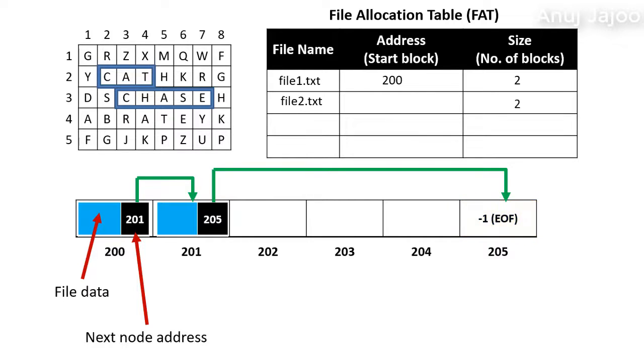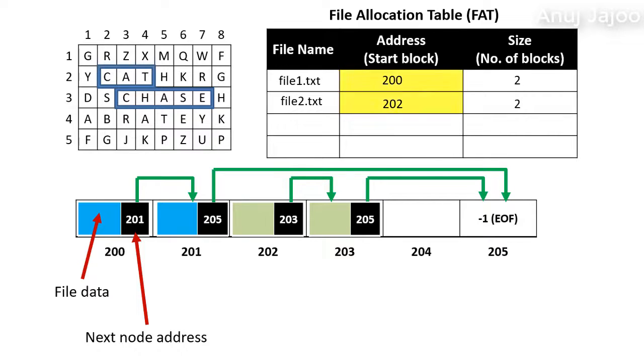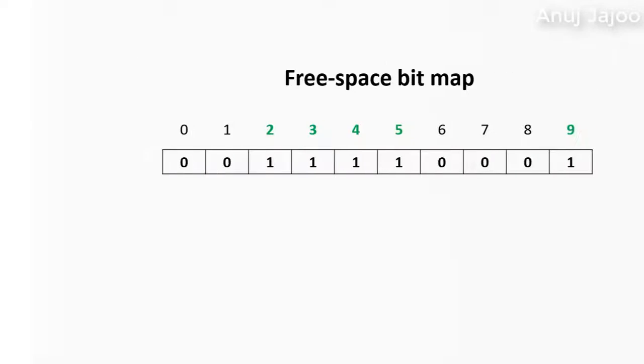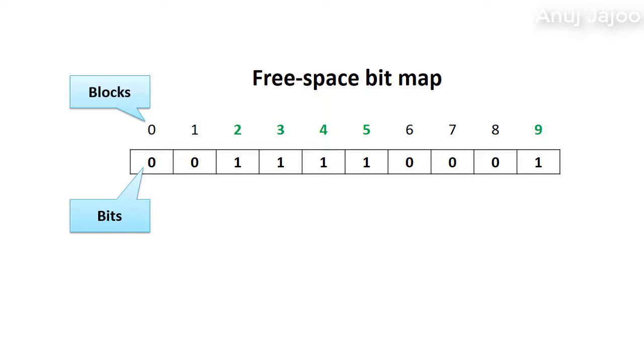In the same way, file2.txt is also stored. Note that only the starting address of the first block for every file is maintained in the file allocation table. A free space bitmap is also maintained separately that indicates which blocks are used and which are free. 1 indicates free and 0 indicates an already allocated block. For example, block numbers 2, 3, 4, 5 and 9 are free and the rest of the blocks are allocated here.